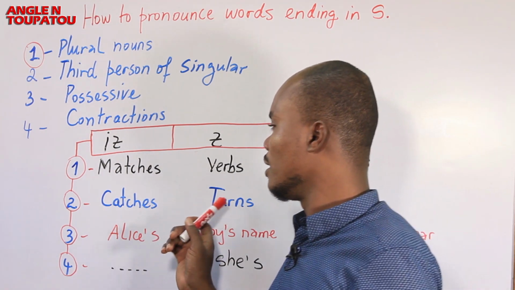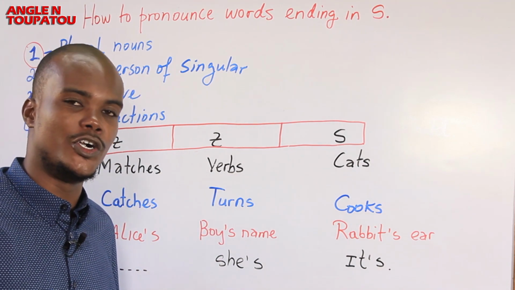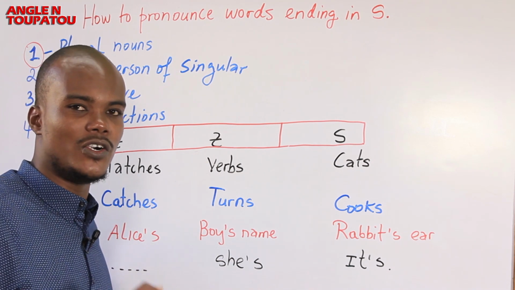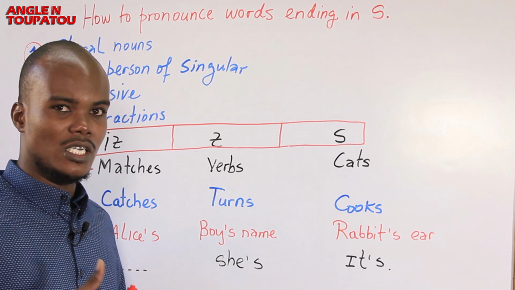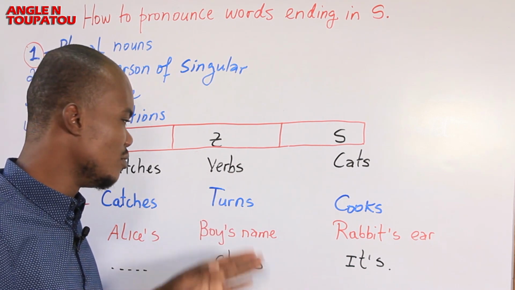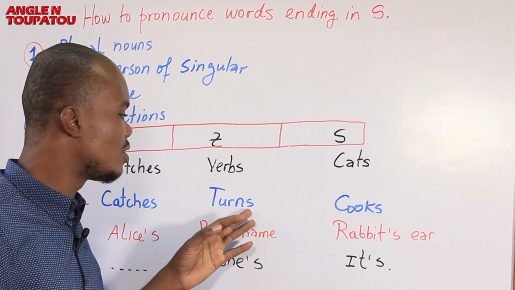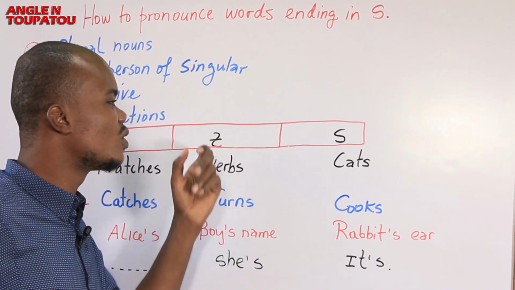Okay? And for the z sound in a verb, I say to turn. She turns. She turns the radio up, or she turns the music up. She turns. You see? Z. Turns. Z sound.